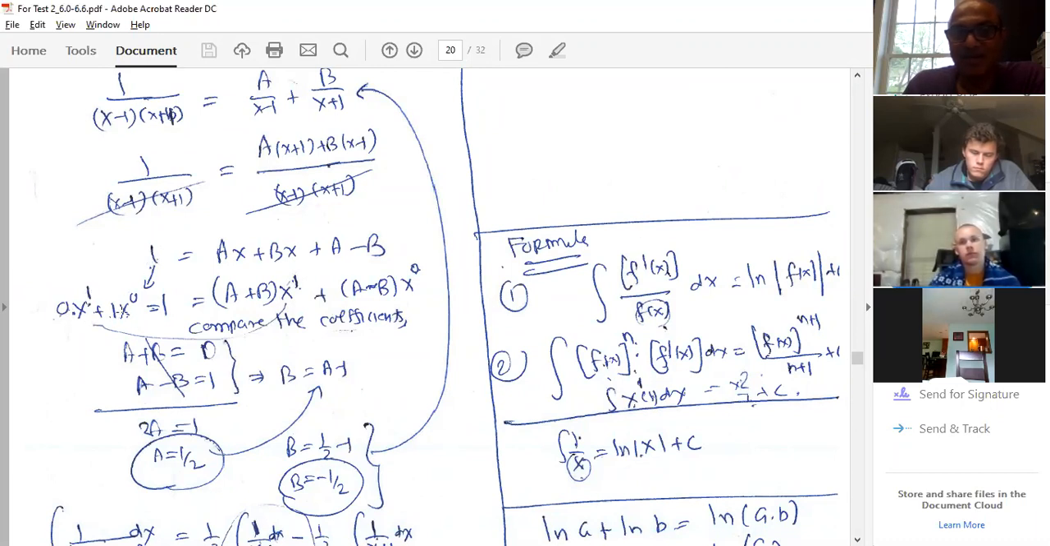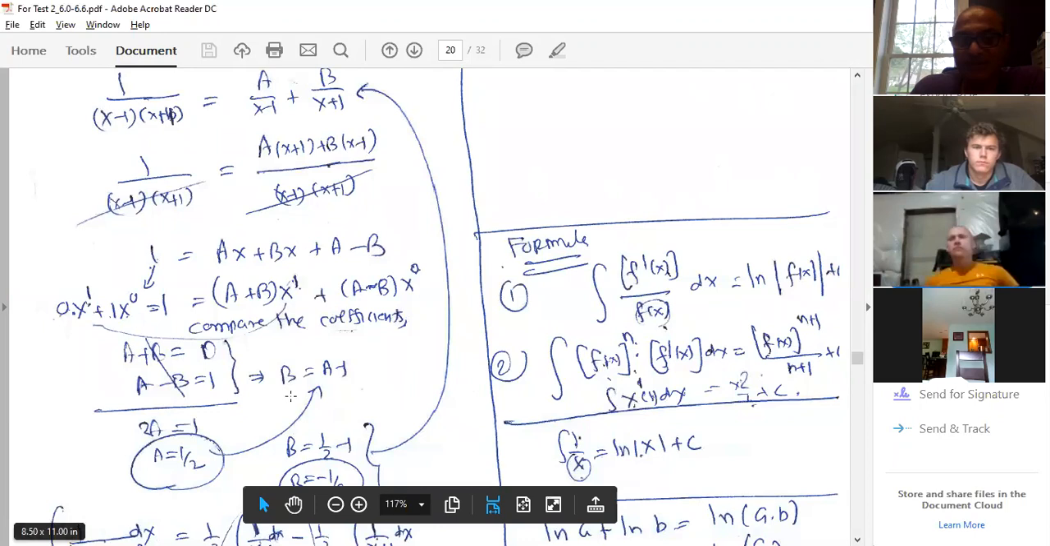And then 1 can be written as 1 times x to the power 0, because x to the power 0 is simply 1. Why? Because if I write like this, I can compare my powers, x to the power 1 and x to the power 1. So A + B = 0 and A − B = 1. Solve these two equations. B will get cancelled out, 2A = 1, so A equals half. If you plug A = 1/2 into either of these two equations, you get B = −1/2.